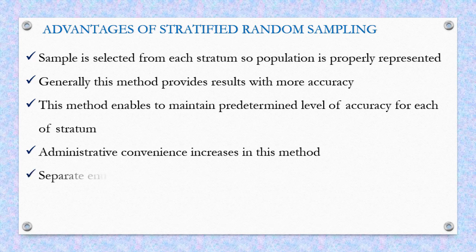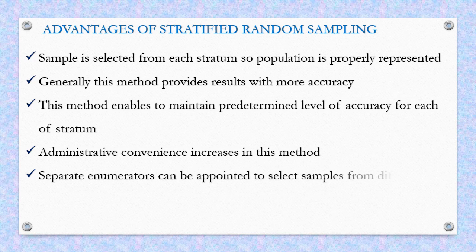so it becomes easier. Separate enumerators can be appointed to select samples from different stratas. That is, we can provide separate enumerators to separate stratas rather than using the same enumerator for the whole population. So division of work can be seen in this method.